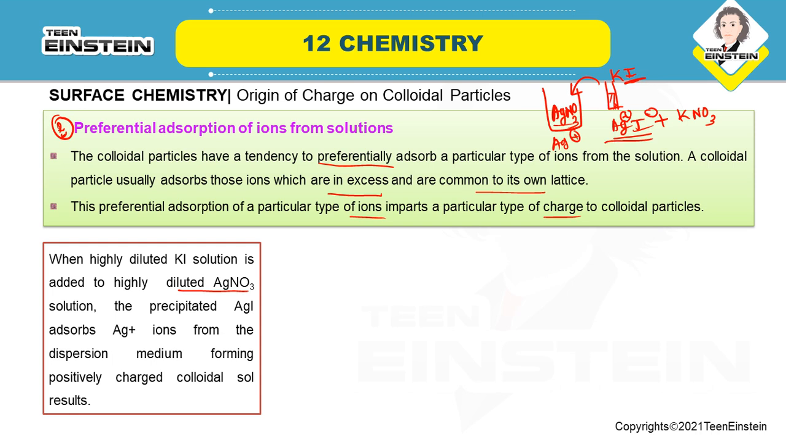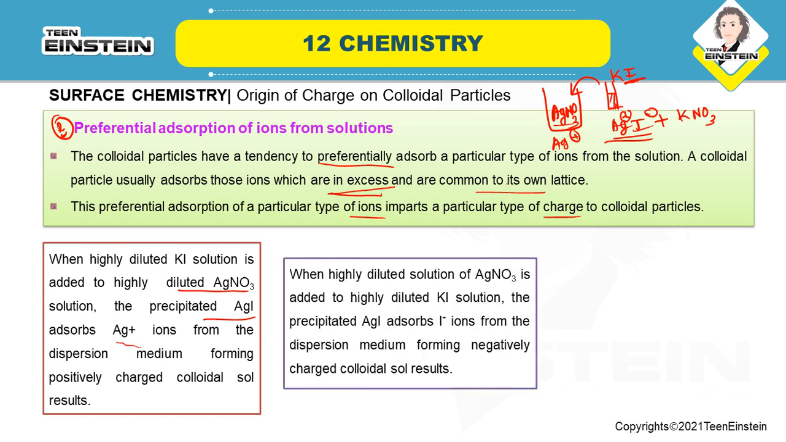So if AgI is the colloidal particle, what are the ions present in it? Ag+ and I-. So it will adsorb either Ag+ or I-. But here Ag+ is present in excess and is also common to its lattice. That is why Ag+ will be adsorbed. The precipitated AgI will adsorb Ag+ ions from the dispersion medium, and as a result we get a positively charged colloidal sol. So here these conditions are maintained: present in excess and common to its lattice. Ag+ is present in excess and is also common to the lattice of AgI.